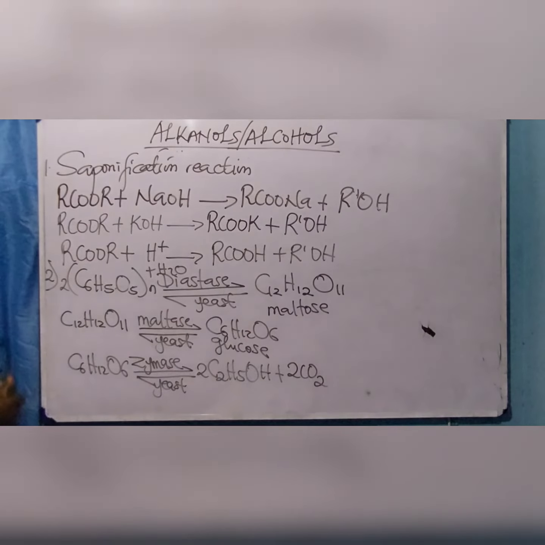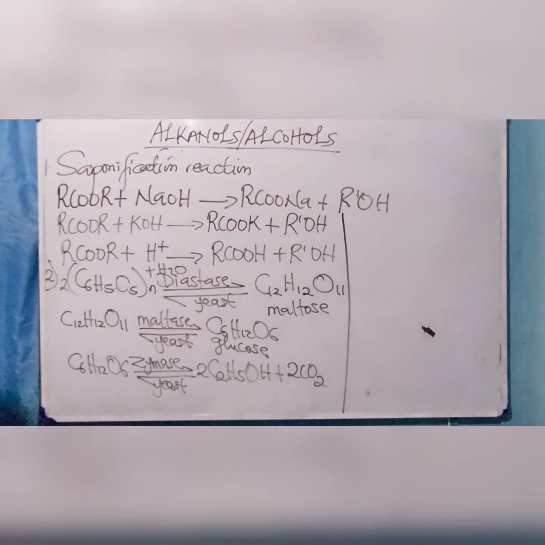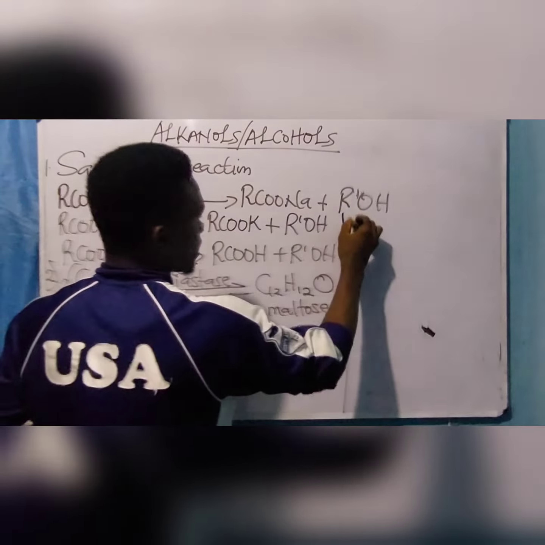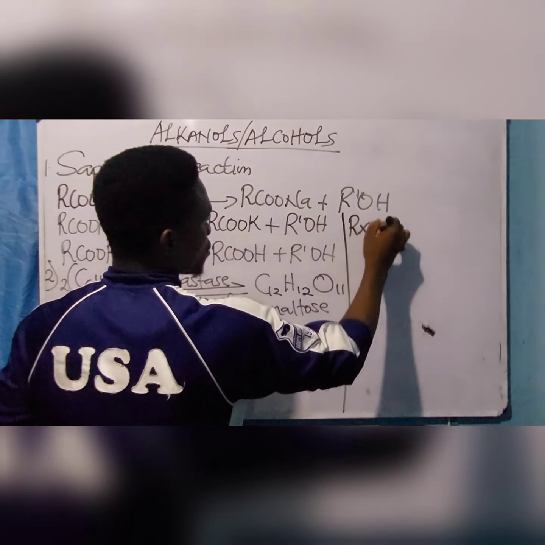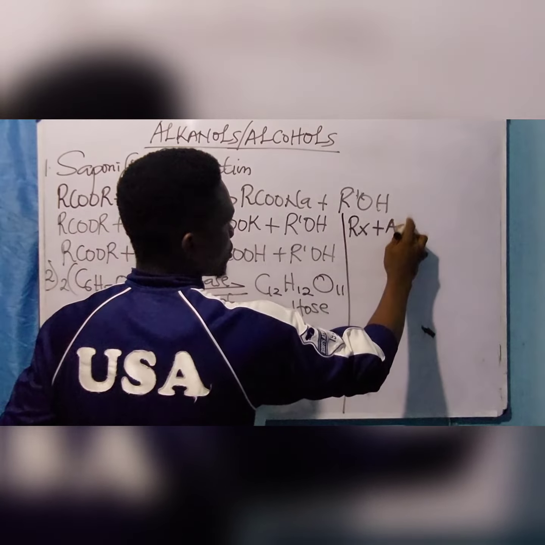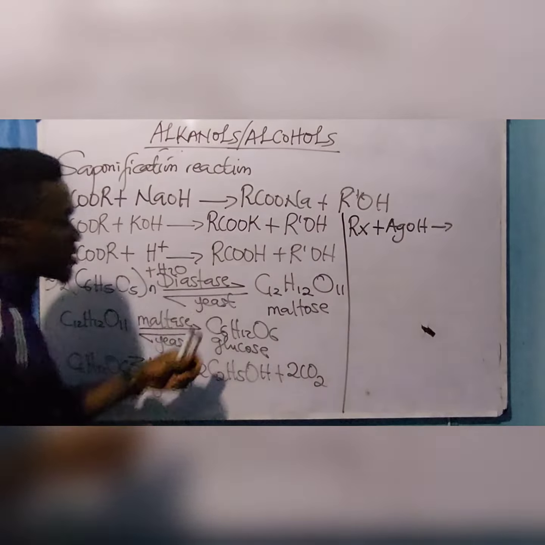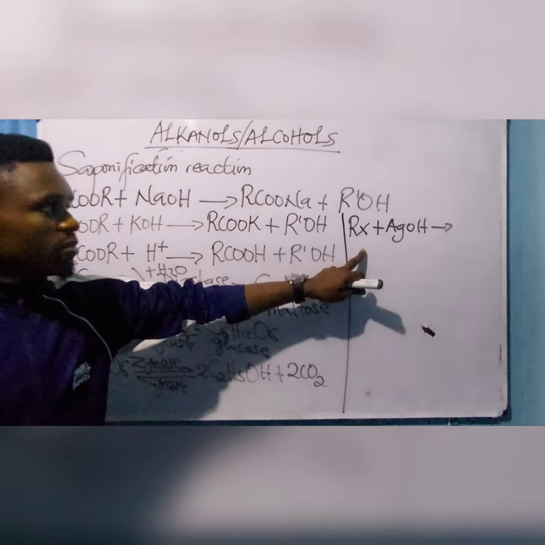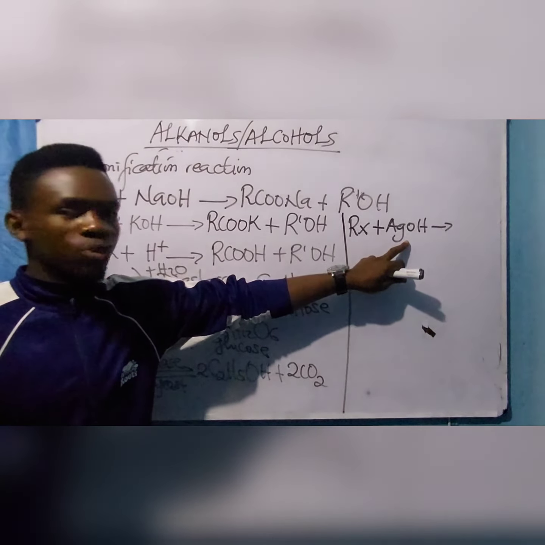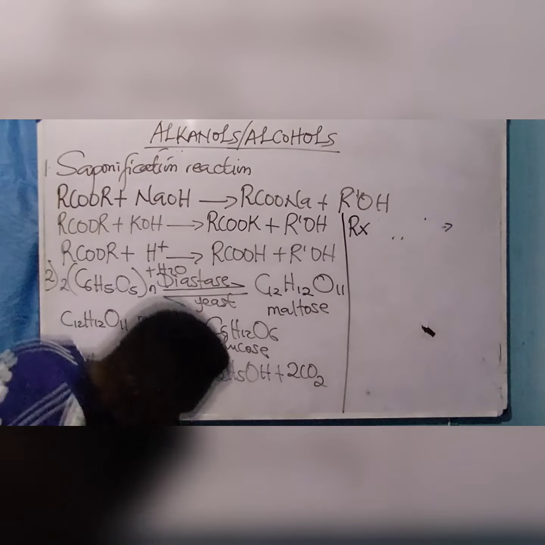Now, alcohol is also produced from alkyl halide. This alkyl halide is reacted with an alkali. If it's reacted with this base called silver hydroxide. Okay, let me erase this first part, please.